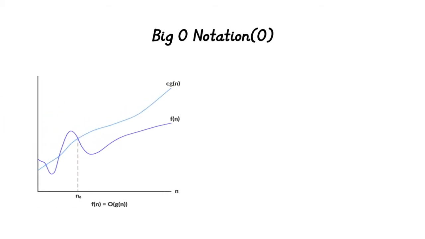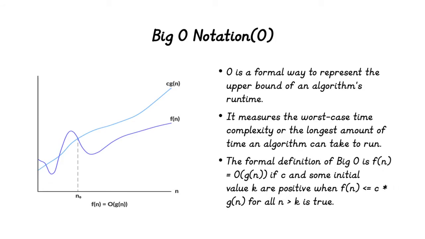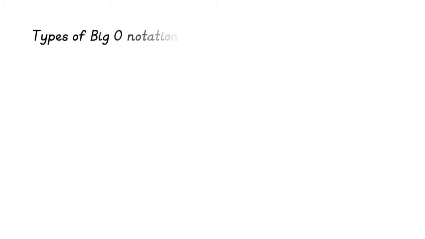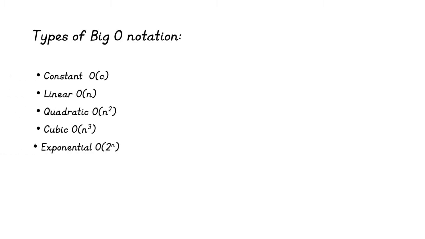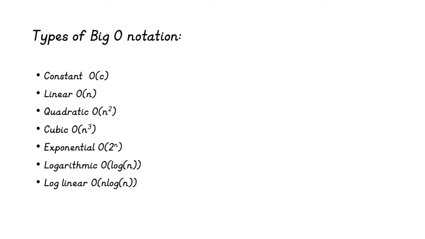Big O notation. Big O notation is a formal way to represent the upper bound of an algorithm's runtime. It measures the worst case time complexity, or the longest amount of time an algorithm can take to run. We will learn more about big O notation, as when we define an algorithm, we might be more interested in getting to know how slow an algorithm can get. Types of big O notation. Some types of big O notations are constant, linear, quadratic, cubic, exponential, logarithmic, and log linear.